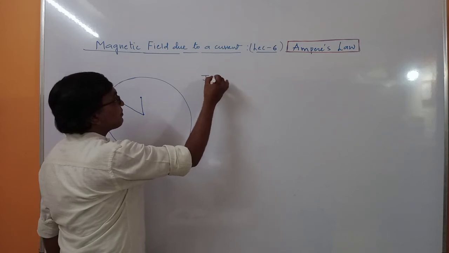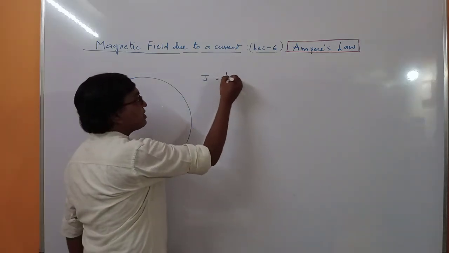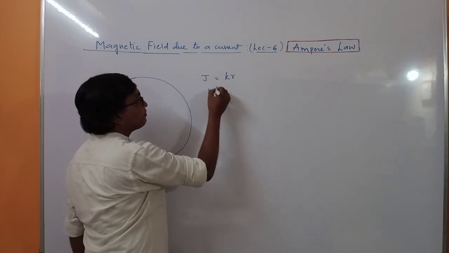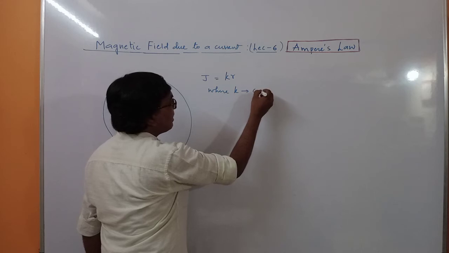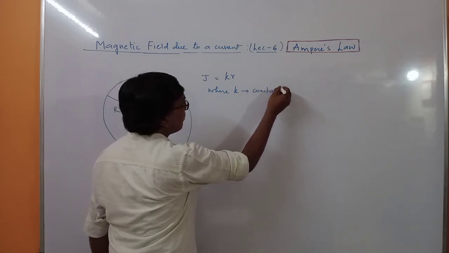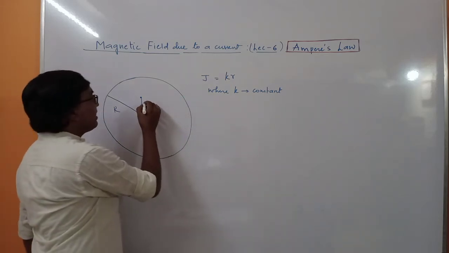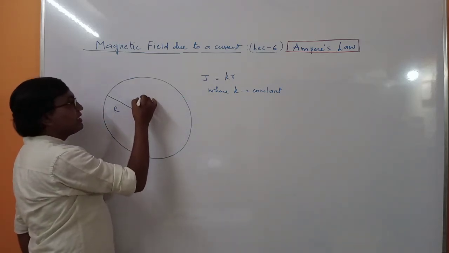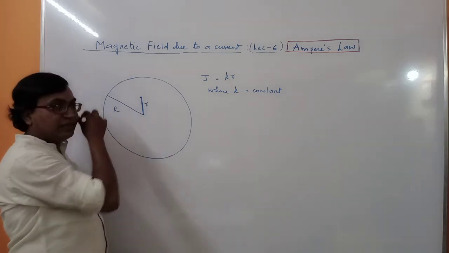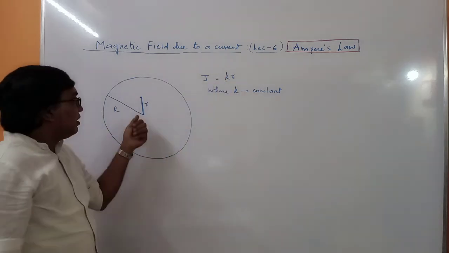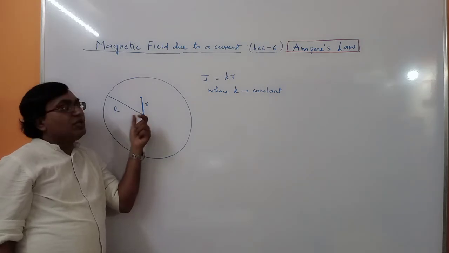Let us say J is equal to some constant times r, where k is a positive constant, and r is the radial distance from the center or from the axis of the wire. So at this point, the density is kr. Now if you take the center, the density will be 0 because r is 0 here.